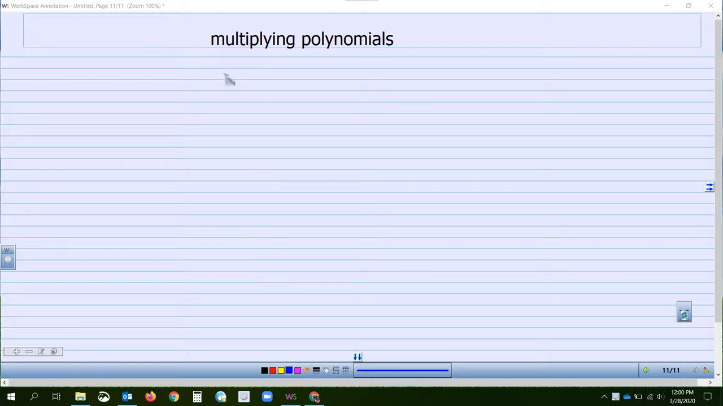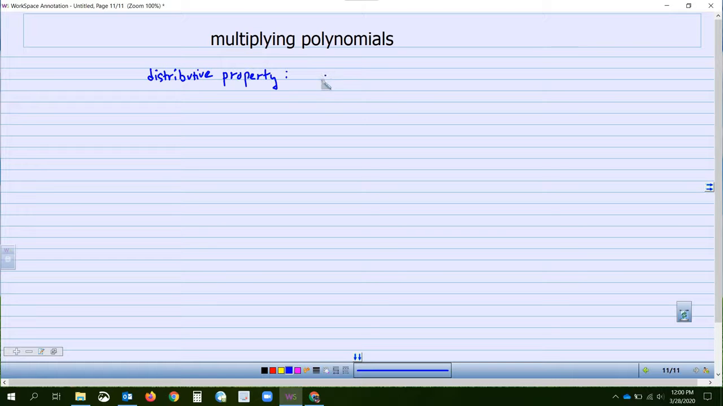So again, before we actually start multiplying polynomials, I'd like to review a couple things with you. One is the distributive property. So hopefully the distributive property is something that you are very familiar with. Can't imagine you getting this far without being familiar with it.